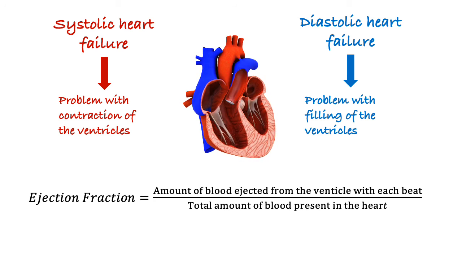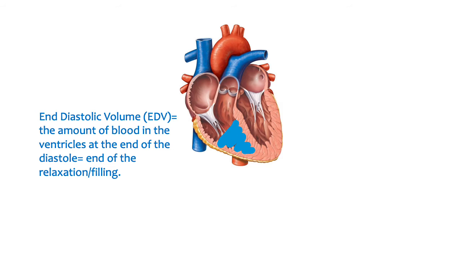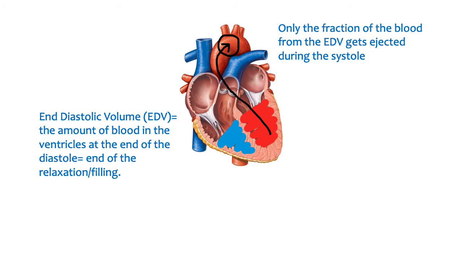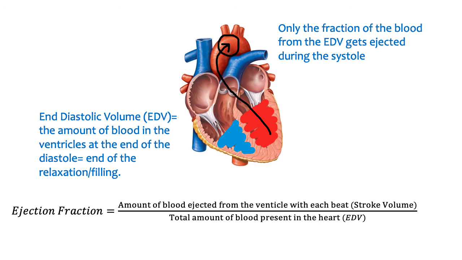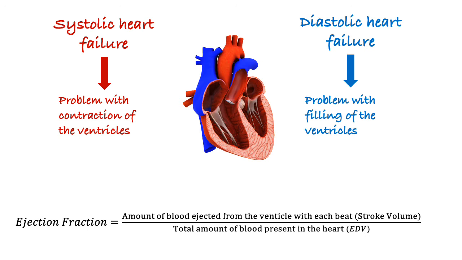Ejection fraction is something that can be used to help in determining the type of heart failure. So what is ejection fraction? At the end of the diastole, ventricles are filled with blood to be ejected during systole. This volume of blood is called the end-diastolic volume. During systole, however, only a fraction of this blood gets ejected, not all of it, and that fraction is called ejection fraction. So ejection fraction can be calculated by dividing stroke volume by end-diastolic volume. In systolic heart failure, ejection fraction is usually below 40%, whereas in diastolic heart failure it is usually normal or not affected. That's how one can determine which type of heart failure it is.